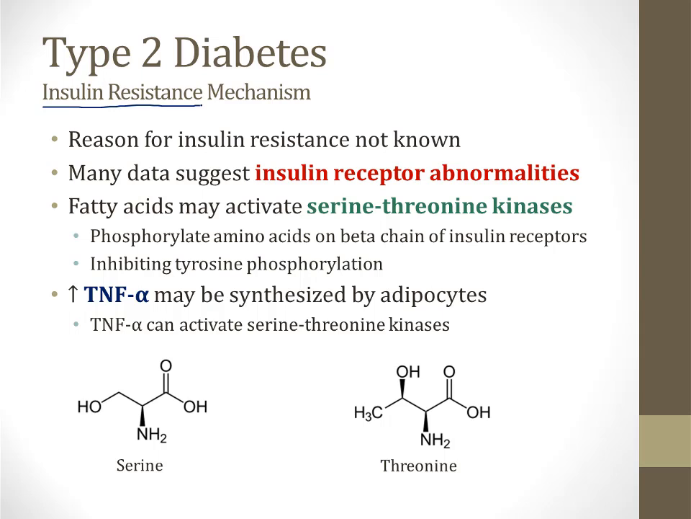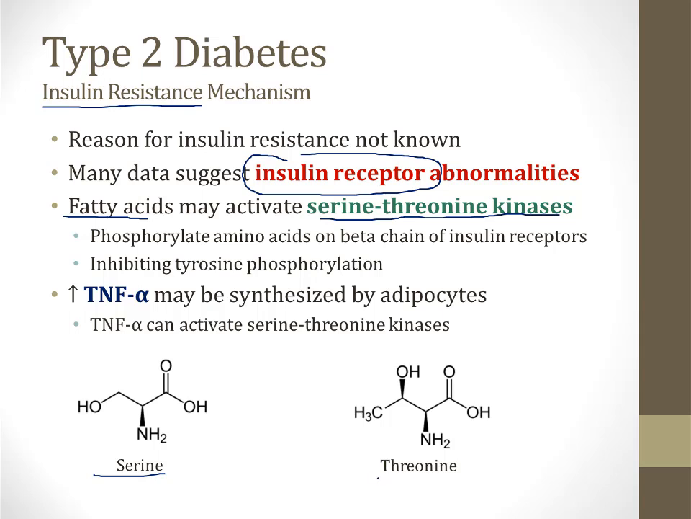However, you can imagine with this disorder being so common, there is a lot of basic science literature looking into why patients develop insulin resistance. And you should know that there are many data that suggest abnormalities of the insulin receptor. I talk about the insulin receptor in more detail in the module on the endocrine pancreas. What I want to mention here is that there are data that suggest that fatty acids may modify the insulin receptor by activating enzymes called serine 3 kinases. The bottom left side of the screen is the structure of the amino acid serine.